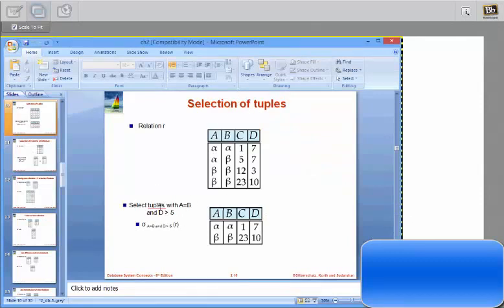Now here, selection of tuples. For that purpose, you must go through all the slides starting from slide number 10 for this chapter, because here they have given you the questions. Like here, select tuples with A equal to B and B is greater than. Now can you see the slide? I'm on slide number 10. Yes, Manal? Can you see the slide?